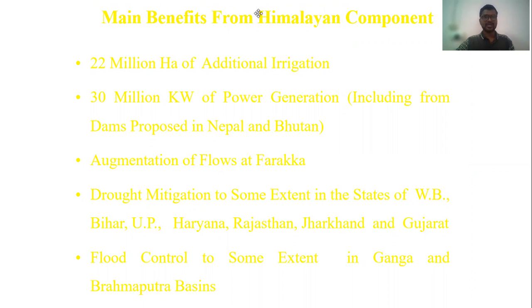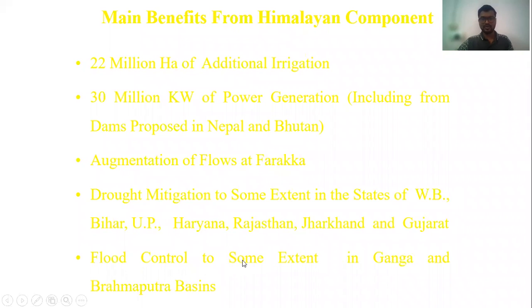About 22 million hectares of additional irrigation will be achieved from the Himalayan component. If the rivers in the Himalayas are connected to each other, about 22 million hectares of additional irrigation will happen. 30 million kilowatts of additional power generation will happen, including from the dams proposed in Nepal and Bhutan. Advantage of the flow at Farakka. Then drought mitigation to some extent in the states of West Bengal, Bihar, UP, Haryana, Rajasthan, Jharkhand and Gujarat.